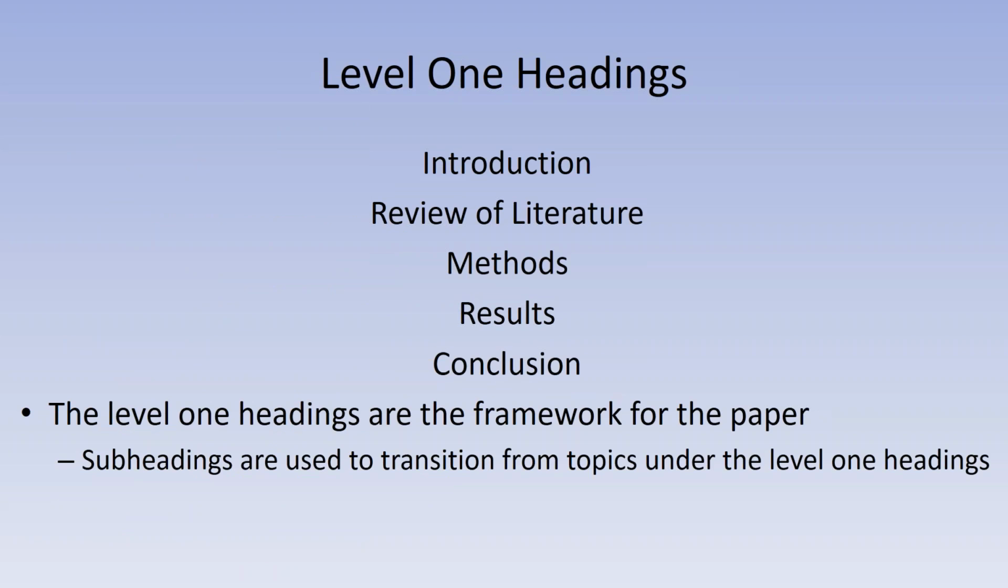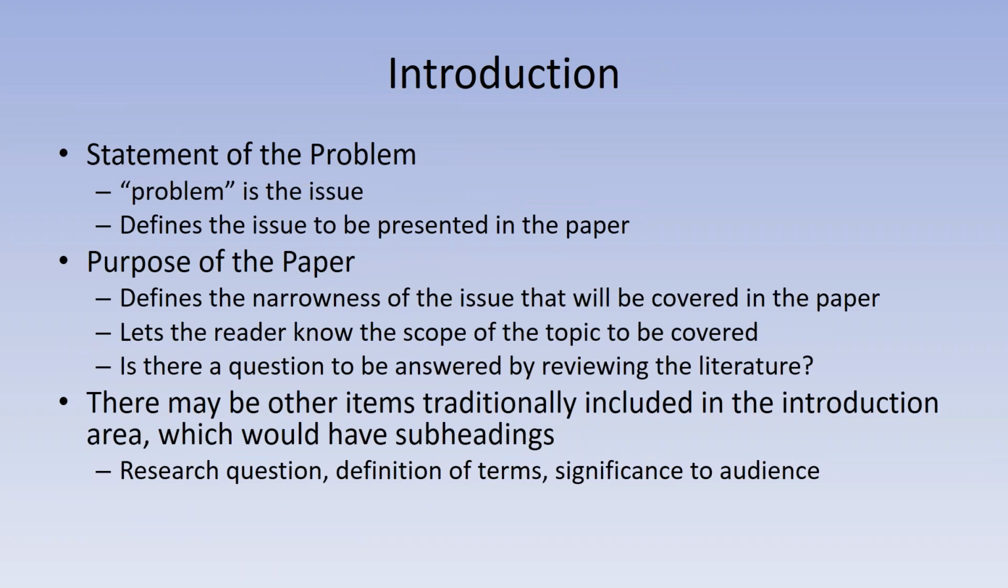So we use level 1 headings as a framework for the paper, and traditional level 1 headings are introduction, review of literature, methods, results, and conclusions. And then each of these will have subheadings underneath that help organize your paper.